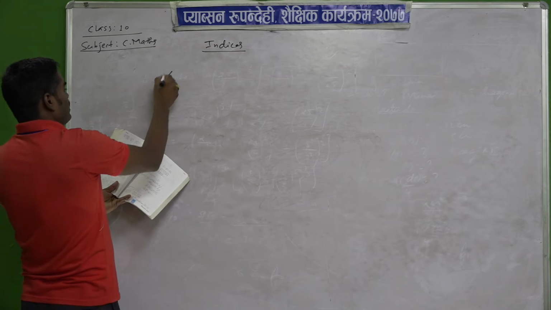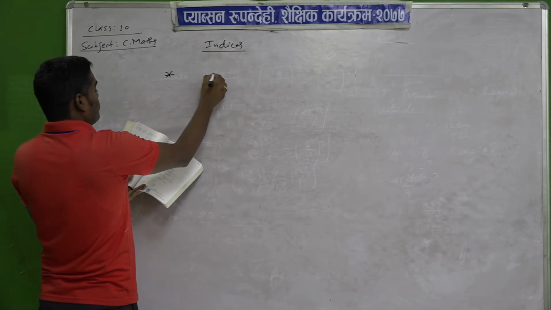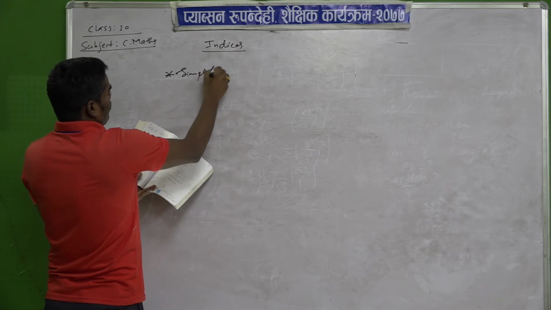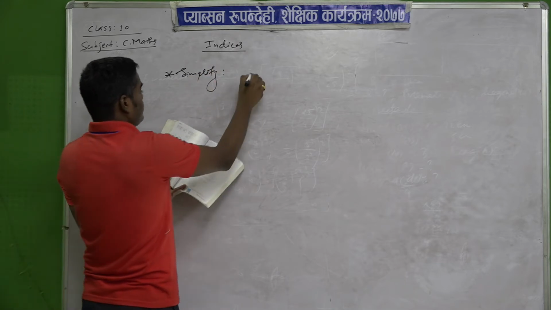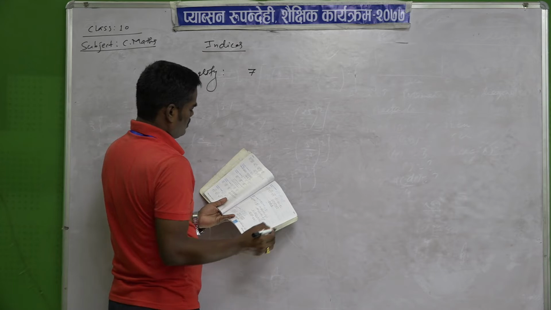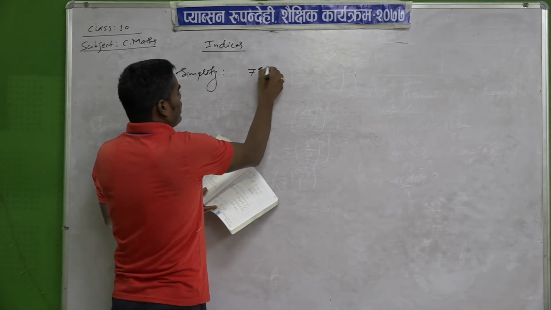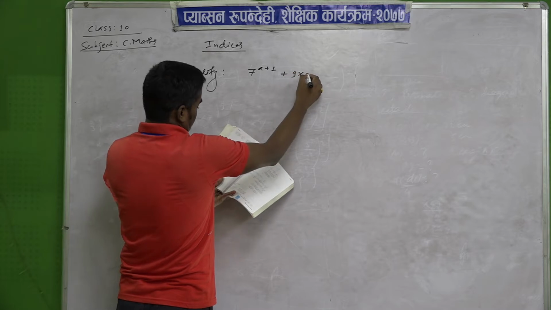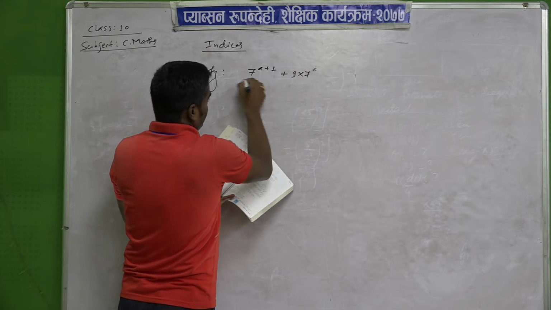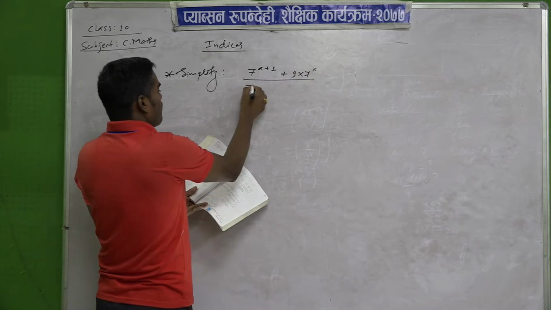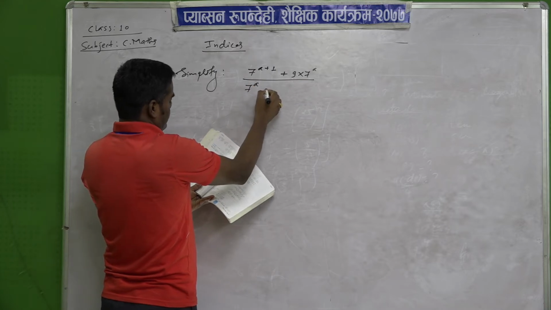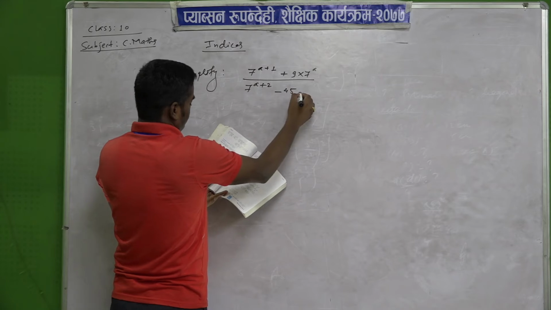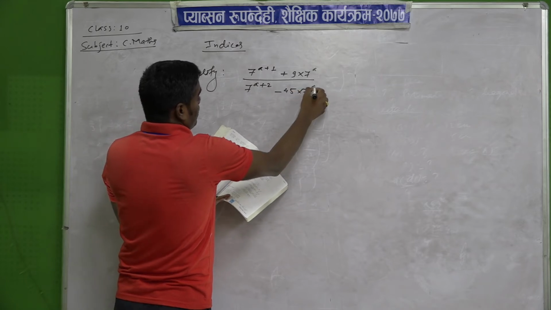So, next question is, what is here? We have to simplify. Simplify (7 power a plus 1 plus 9 into 7 power a) whole upon (7 power a plus 2 minus 45 into 7 power a).